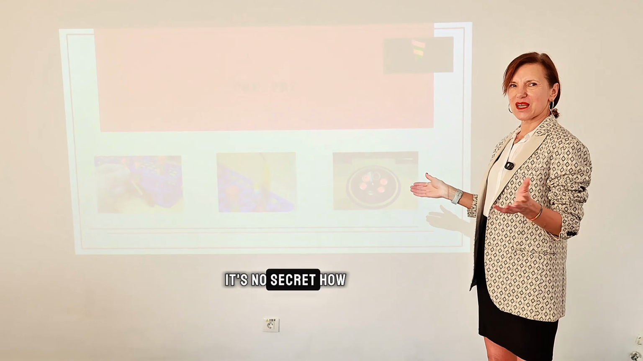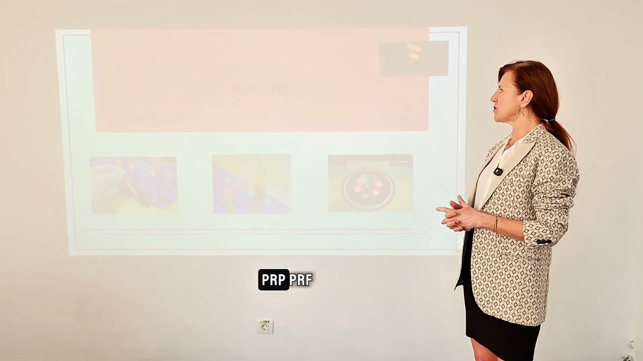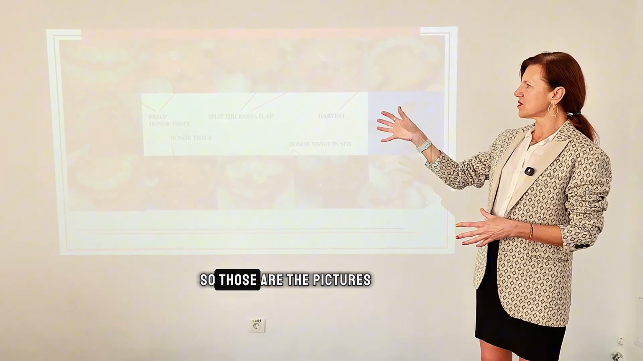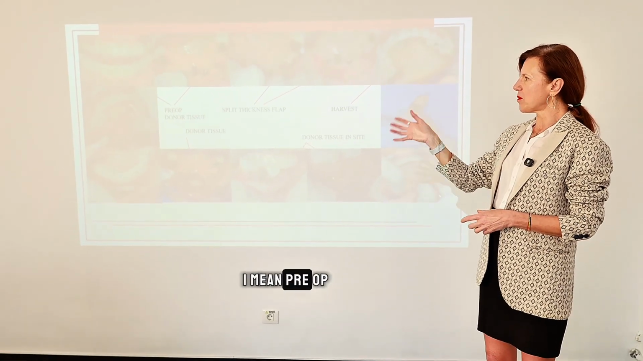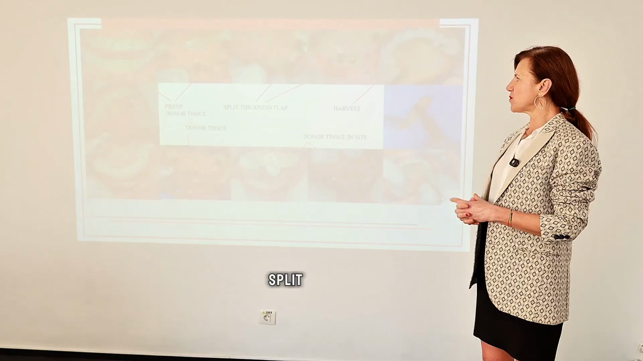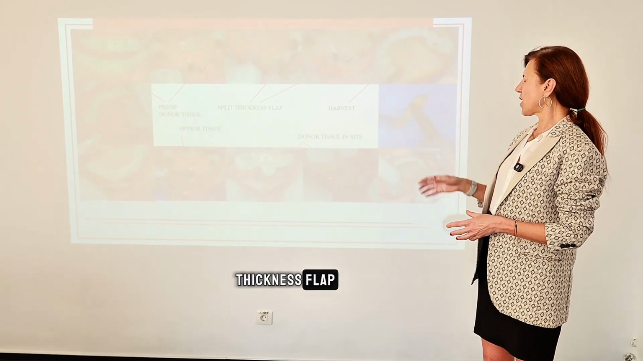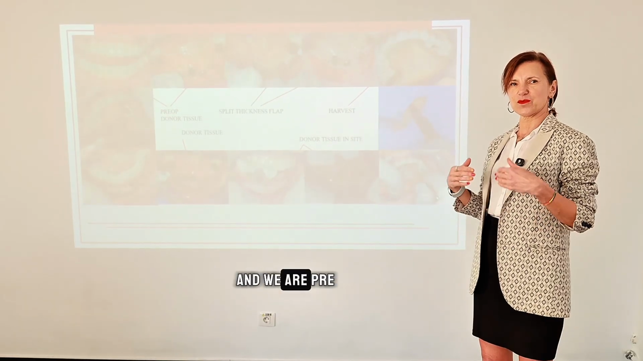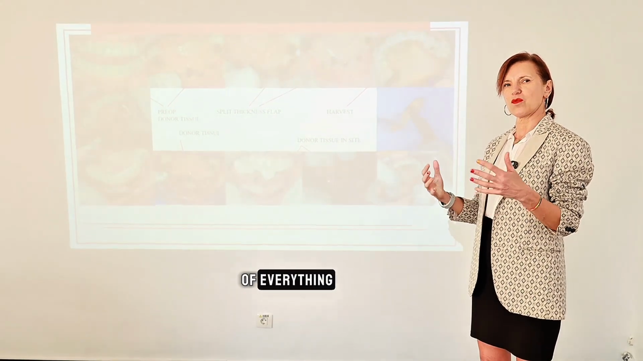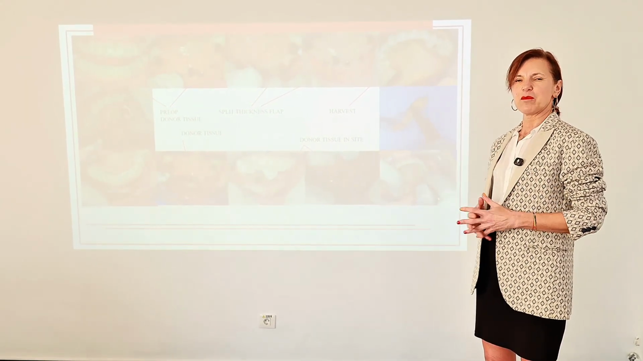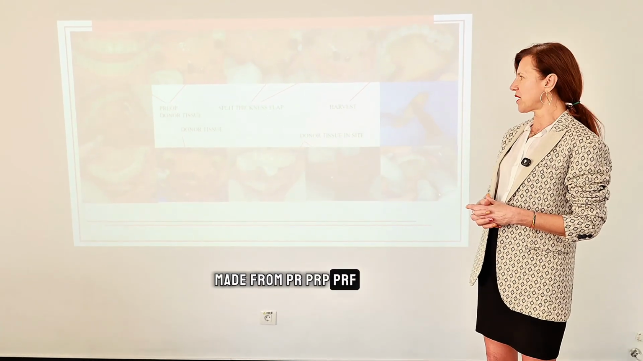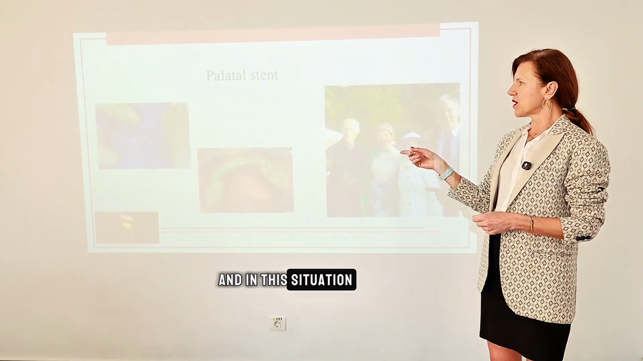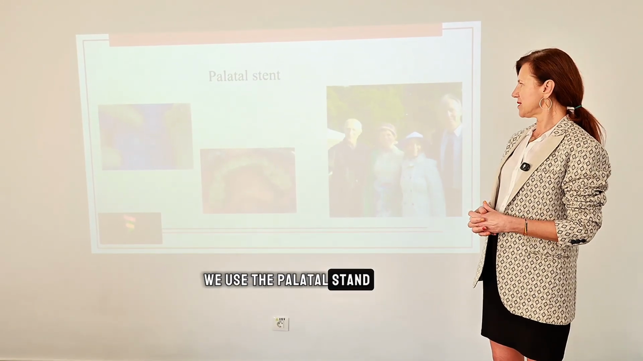It's no secret how we are manufacturing it. PRP, PRF. Next, please. So those are the pictures, I mean, pre-op, the donor tissue, split thickness flap while we are harvesting, and the donor tissue inside. And we are taking care of everything while using those membranes made from PRP, PRF. Next, please. And in this situation, we used a palatal stent.